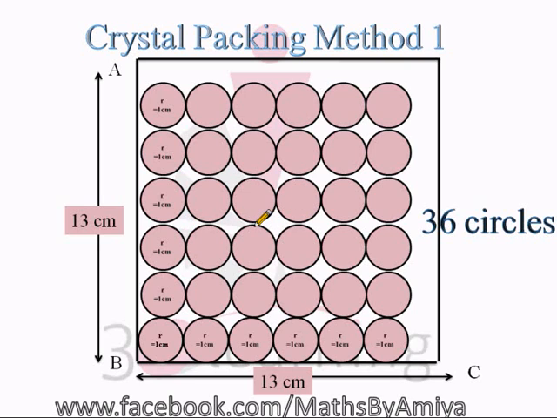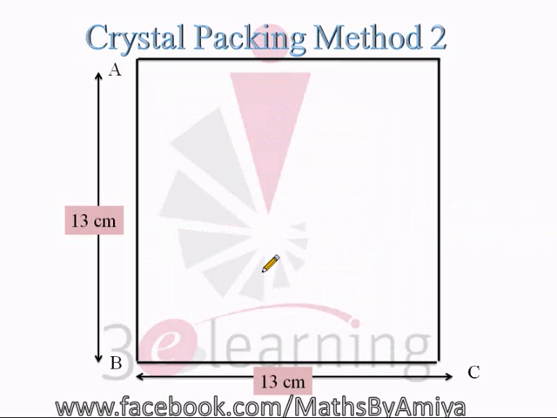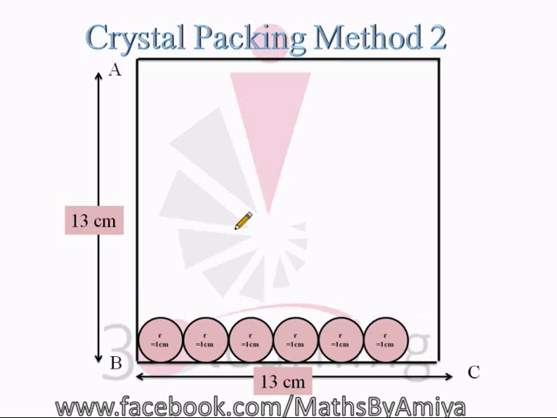Okay, so start the question with method 2. We have a 13 by 13 square, and we are going to use method 2 for this. We place circles in the bottom first. We can place 6 circles in the bottom, because the total length covered is 12 centimeters.